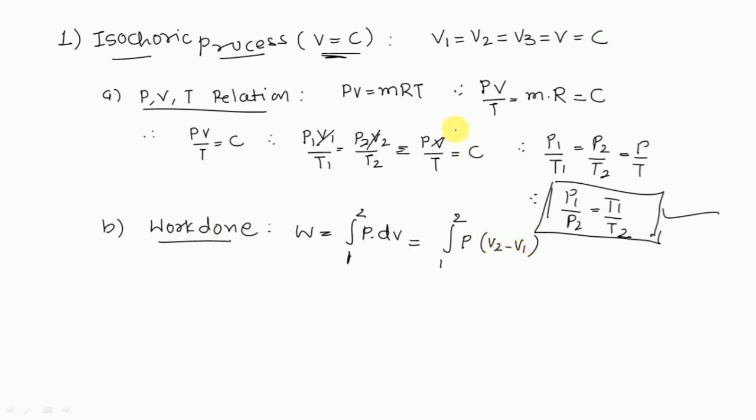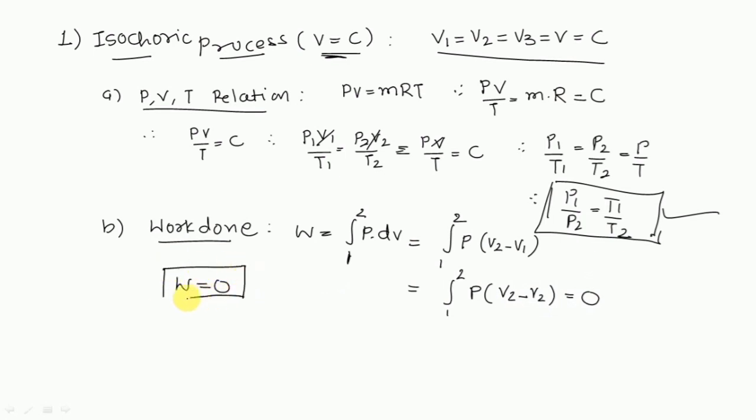But here in the isochoric process, the volume is constant. So V1 equals V2, and V2 minus V2 is 0. So this total value becomes 0. So definitely we say that in the isochoric process the work done is equal to 0, and this is very important. For the isochoric process, if the volume is constant, then you do not get any kind of work as output; the work done is 0.